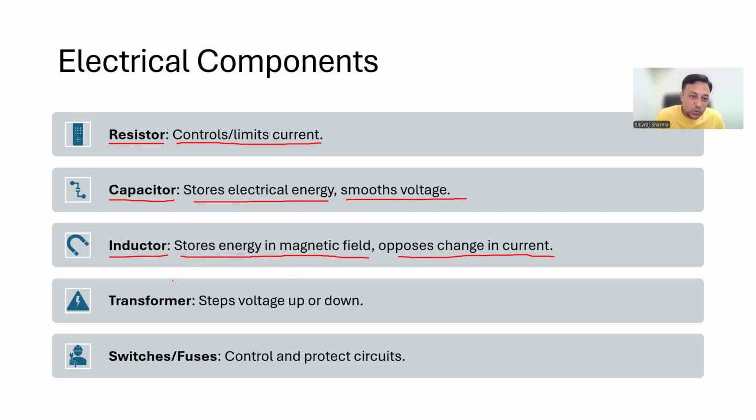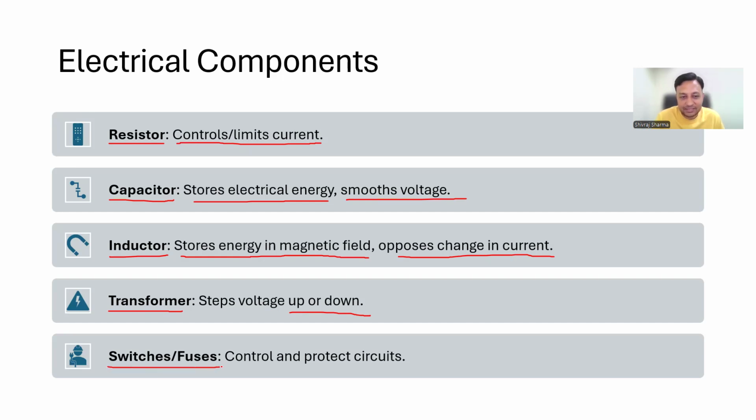Fine. The next thing we have is the transformer. What is the role of the transformer? It steps the voltage up and down as per the requirement. That is the thumb rule. As per the requirement, we do all these things. Whenever we require higher voltages, and sometimes we need to bring them down also, we use a transformer for that purpose.